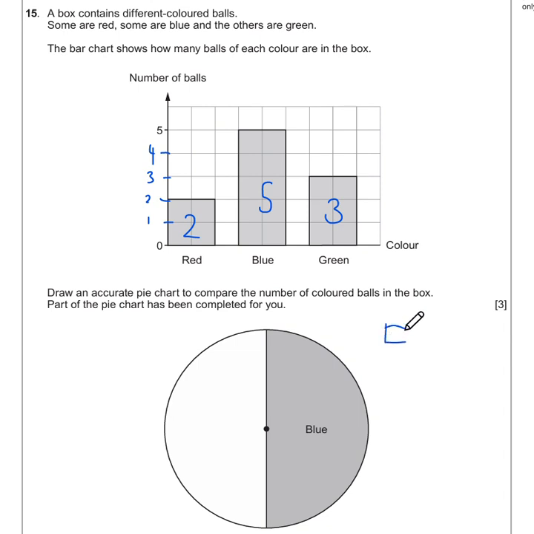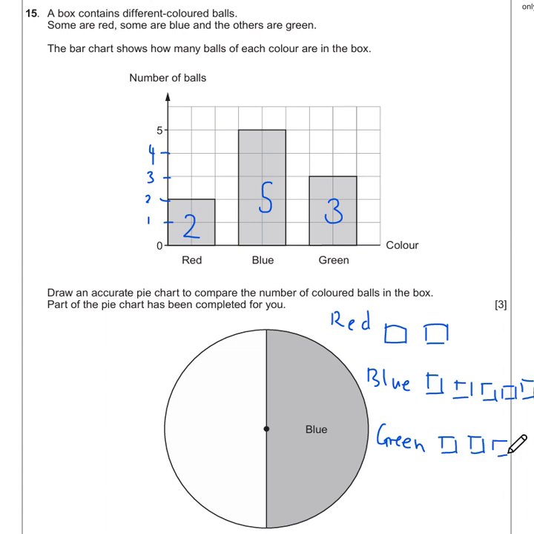Okay, so it'd be useful to think about this as a ratio. So red is going to be 2 parts, isn't it? Blue is going to be 5 parts. And green is 3 parts. Okay, so in total, I've got 2 plus 5 plus 3. That's going to give me 10 parts.